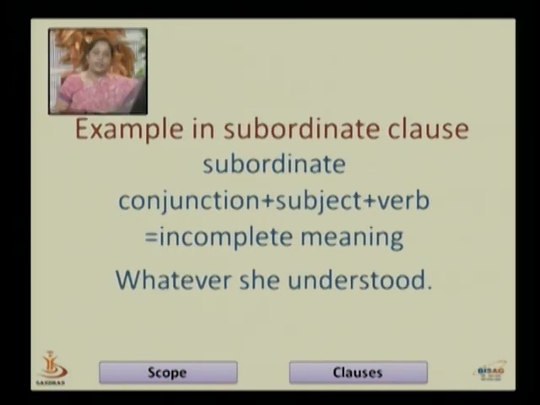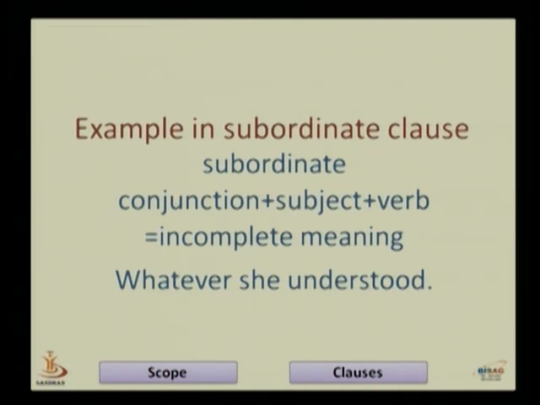Some examples in subordinate clause. Subordinating conjunction plus subject plus verb is equal to incomplete meaning or incomplete thought. Whatever she understood. It is incomplete. Whatever is conjunction, she is subject and understood is verb. Full sentence: Rita writes whatever she understood. If we add it with the main clause Rita writes, then it adds some information in the main clause and gives complete meaning.